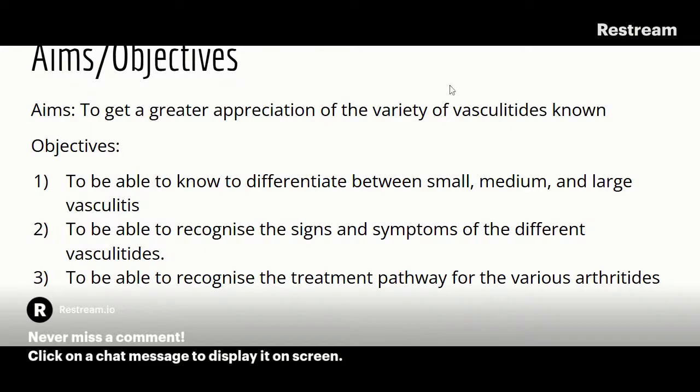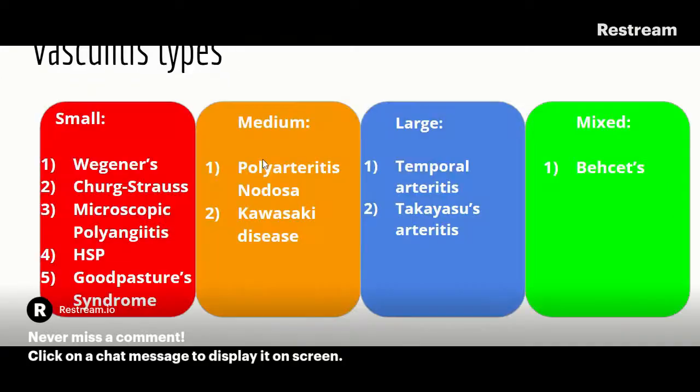So our objectives will be as follows. We are going to learn how to differentiate between small, medium, and large vasculitis. We're going to recognize the signs and symptoms of the different vasculitides and how they present. And lastly, we're going to talk about how to recognize the treatment pathway for the various vasculitides. From a UKMLA standpoint, the biggest point to take away is by far point number one and point number two. Point number three is important for your clinical practice, but it isn't as important for your examinations. So let's get into it.